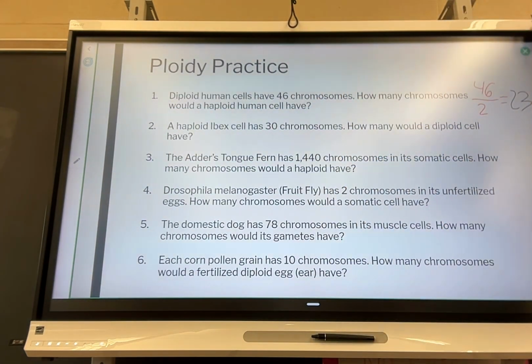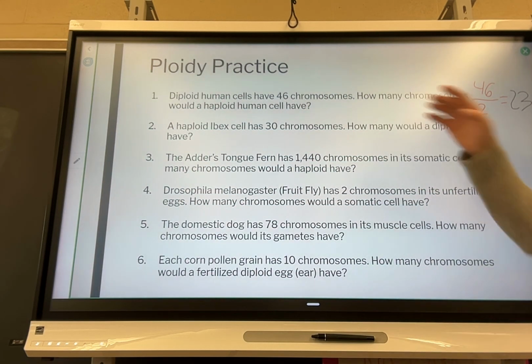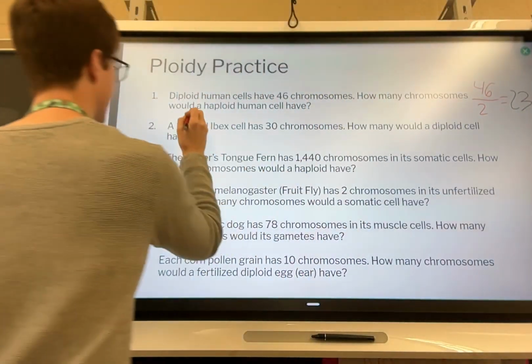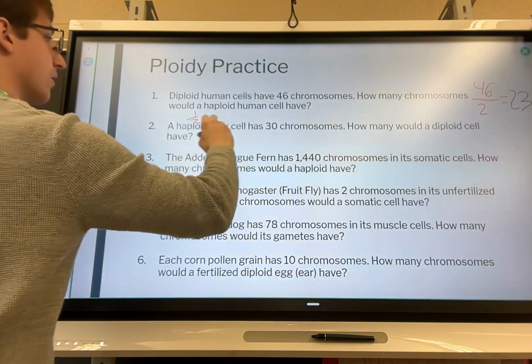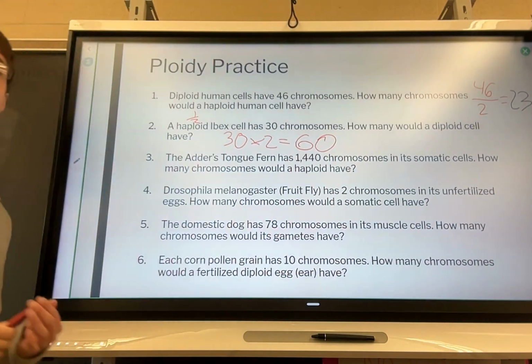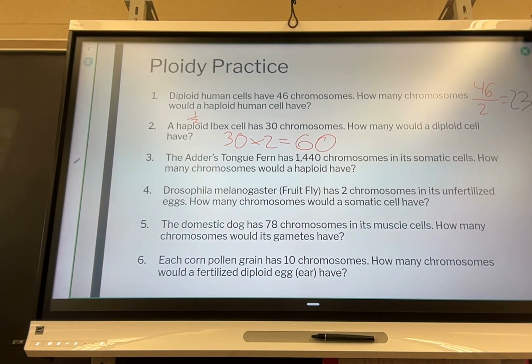Matthew, if a haploid ibex, anybody know what an ibex is? It's a type of goat, yes. Has 30 chromosomes. Matthew, how many would a diploid cell have? 60. If we're starting with half, 30 times 2 equals 60 for a diploid cell. Starting to make sense? Yeah. The adder's tongue fern has 1,440 chromosomes.